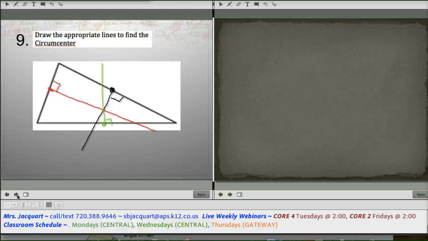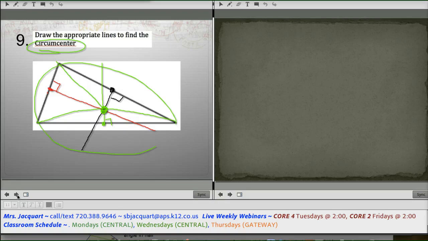Okay, the circumcenter is not always inside the triangle. It happens to be inside the triangle this time. What that means is it's going to be equidistant from all 3 vertices. So if we were to draw a circle, oh, that circle didn't turn out very good. Anyway, if we draw a circle on the outside, we circumscribe it.